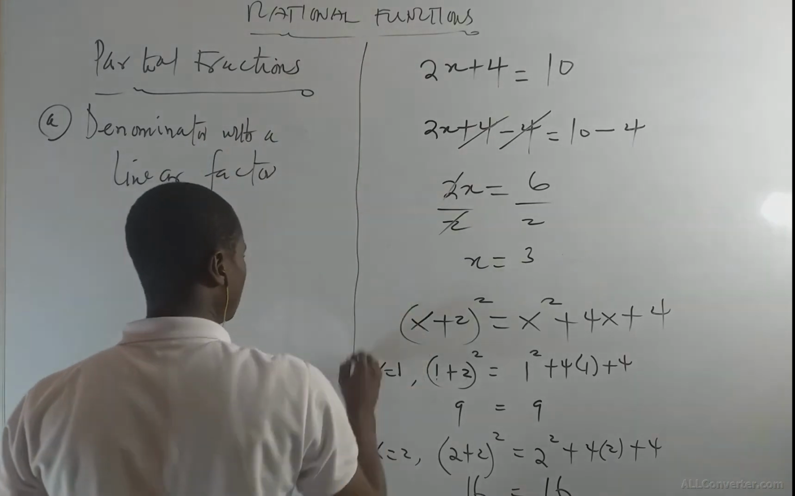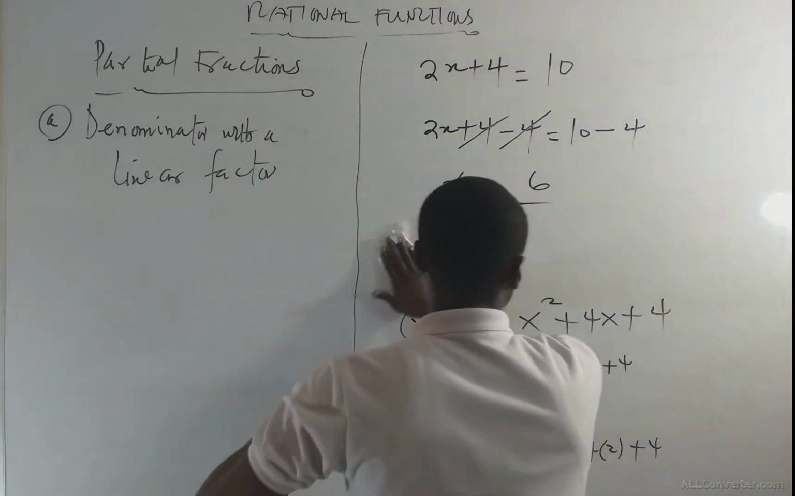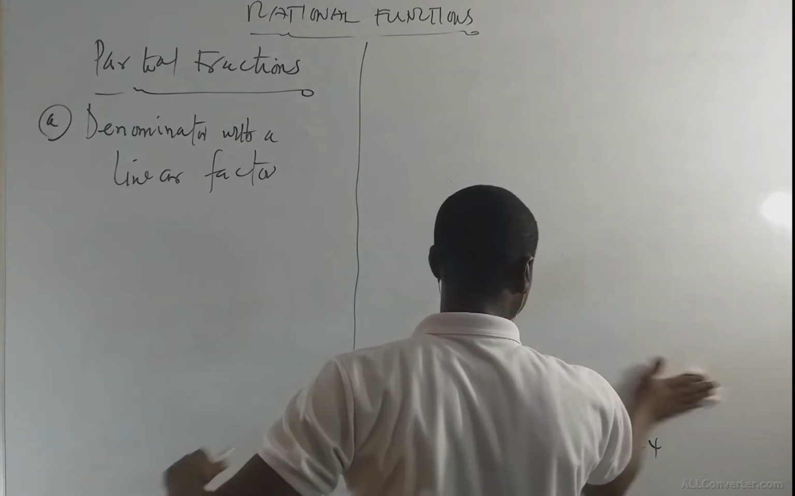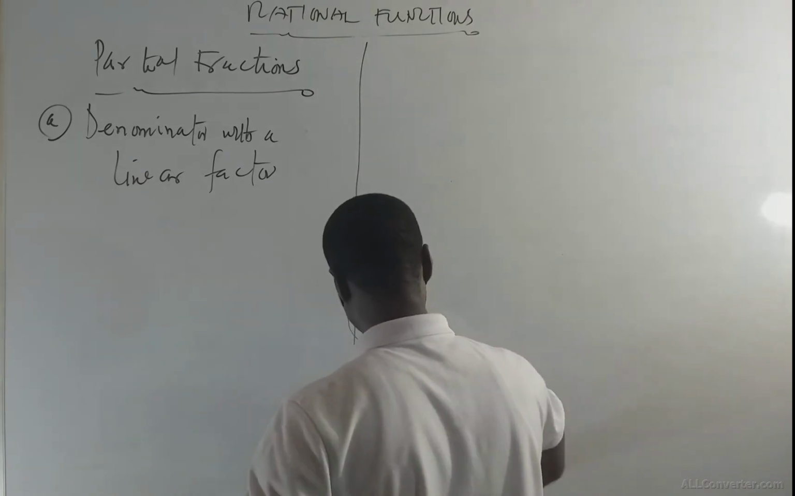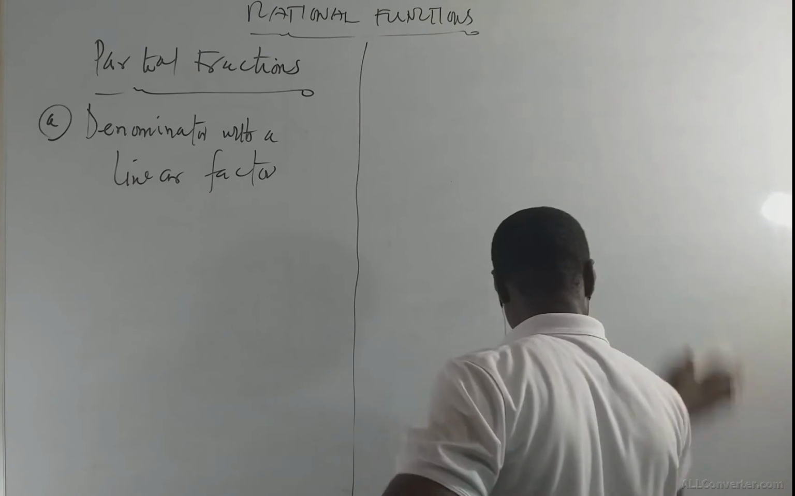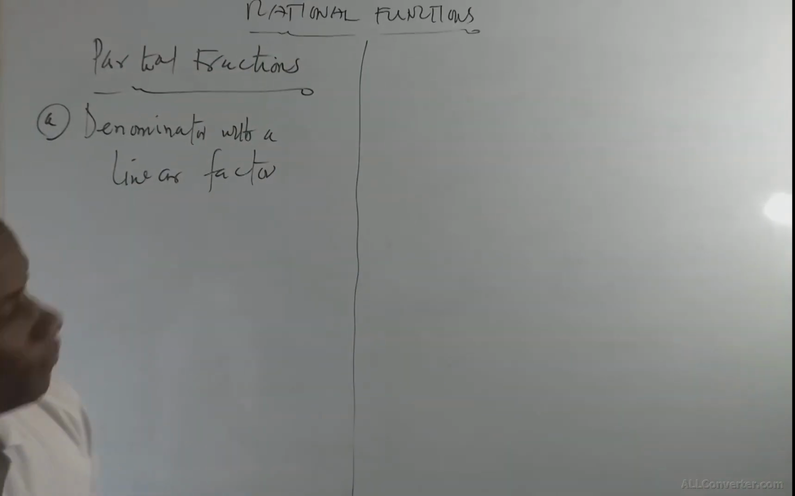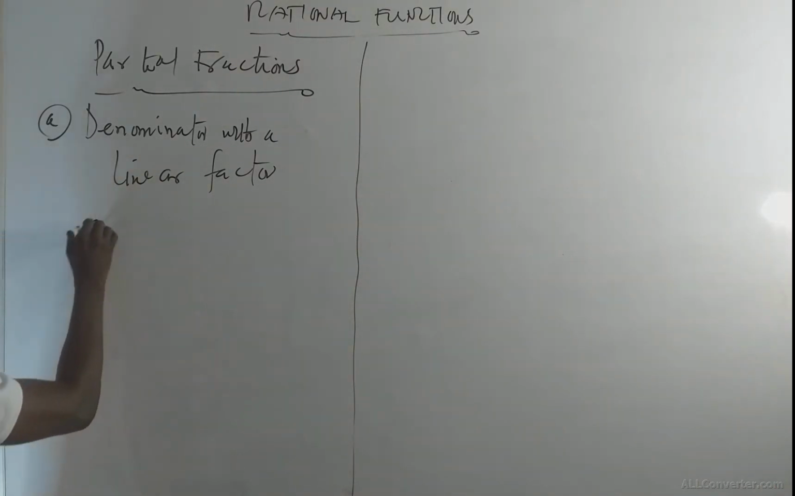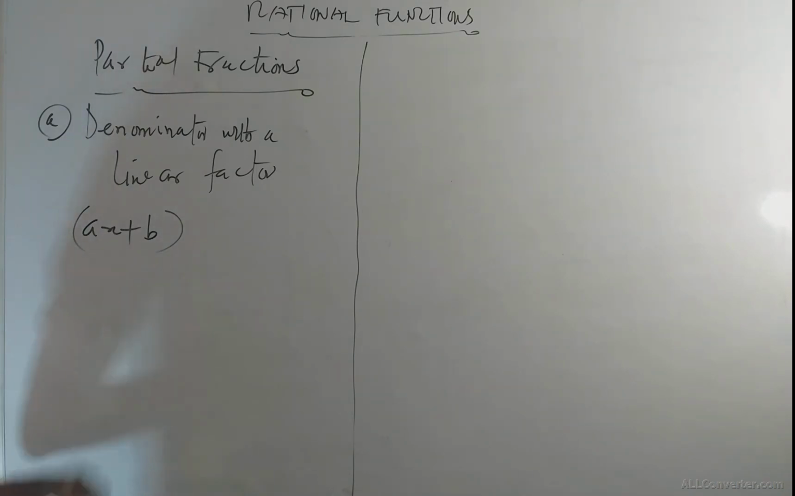Okay, so when we say with a linear factor, then we are trying to say that the factors of that rational function, the denominator, are linear factors. So a rational function is said to have a denominator with a linear factor if the factors are in the form ax plus b. So take note of this. It's very important. This is a linear factor.